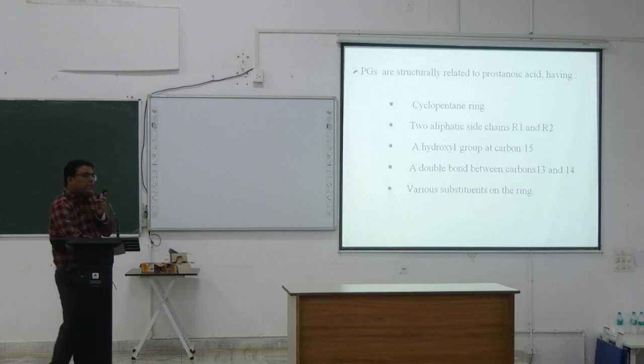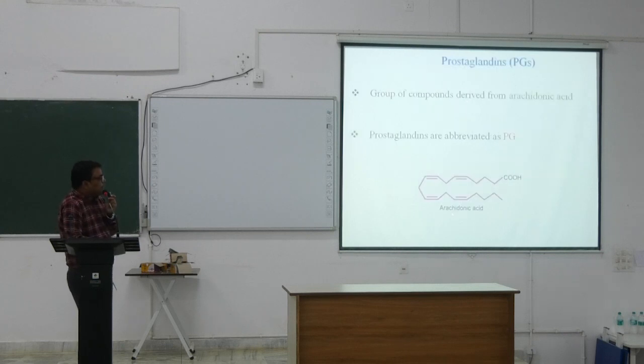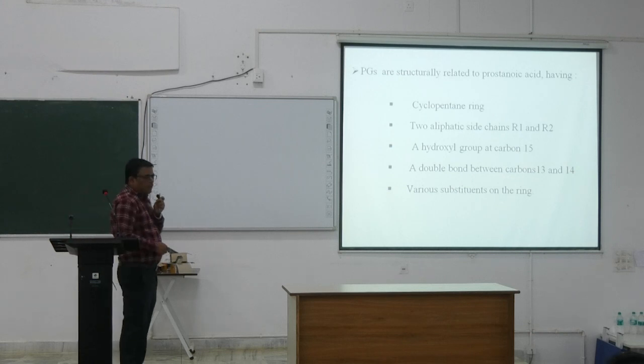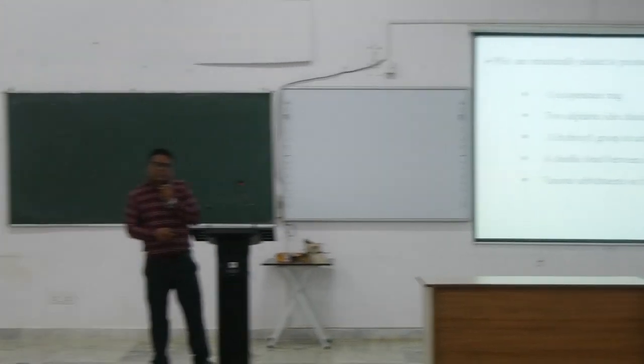The basic structure of this prostaglandin contains a cyclopentane ring. This is the structure called cyclopentane. It contains a cyclopentane ring, 2 side chains, R1 and R2, carbon 15, a double bond between 13 and 14, and some substituents on the ring. So these are all parts of this structure.